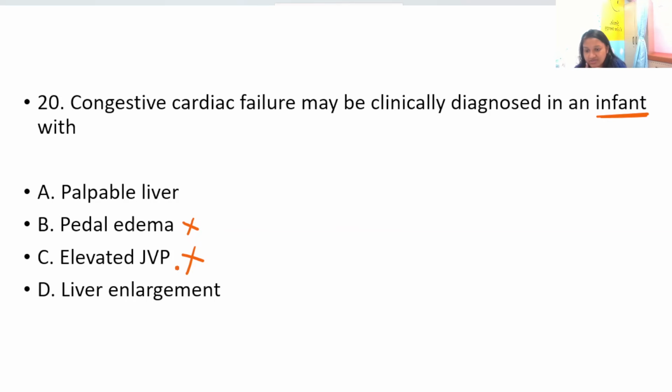Now among palpable liver and liver enlargement, palpable liver doesn't mean anything until you actually check the liver span. So liver span for that age, that is what you need to check. And if there is enlargement, that is if liver span is more than the normal liver span for that age, okay, then that indicates liver enlargement. And if there are other symptoms and history pointing towards congestive cardiac failure, and you have a finding of liver enlargement on clinical examination, that way you can diagnose CCF in an infant, provided the history and other clinical examination also supports the diagnosis.